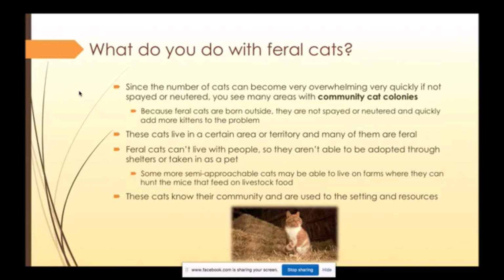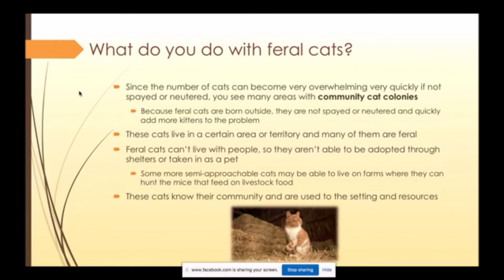If they are semi-approachable, they might be able to live on a farm or in a barn where they can hunt the mice that feed on the livestock food, but they'll never be able to live in a household. That would be an extremely stressful and scary setting for them because they don't want anything to do with people. Like I said, we've kind of undone that process of domestication.